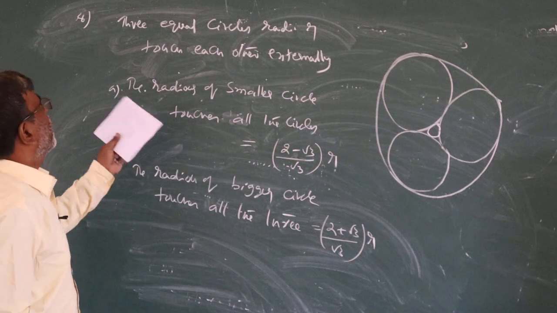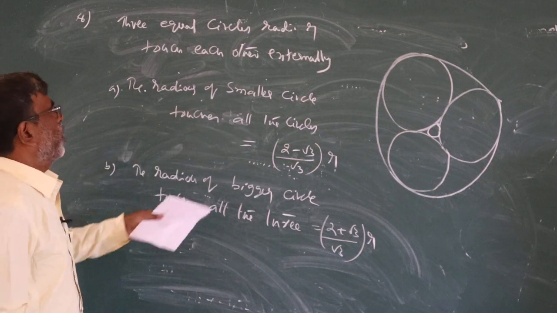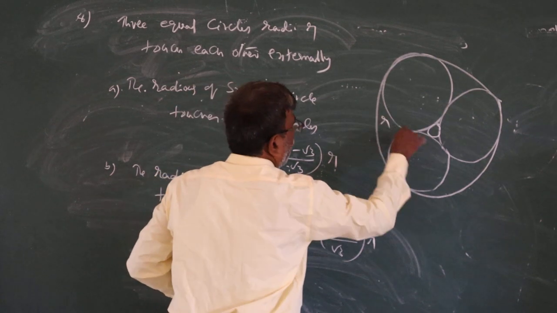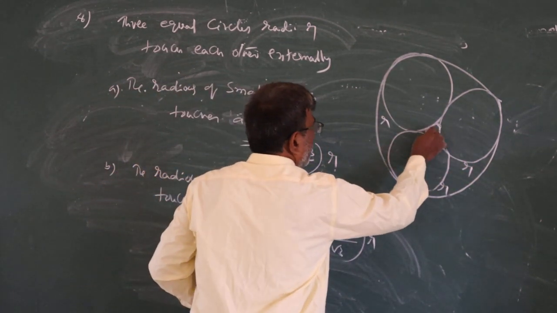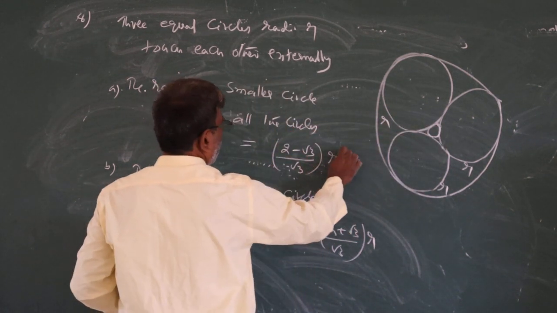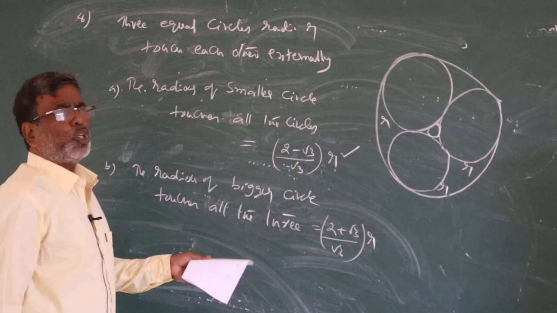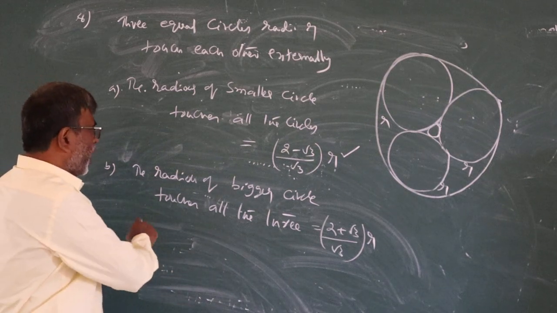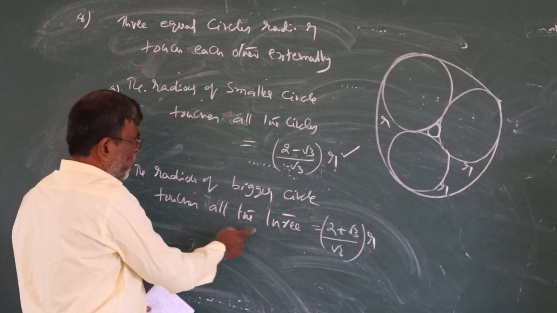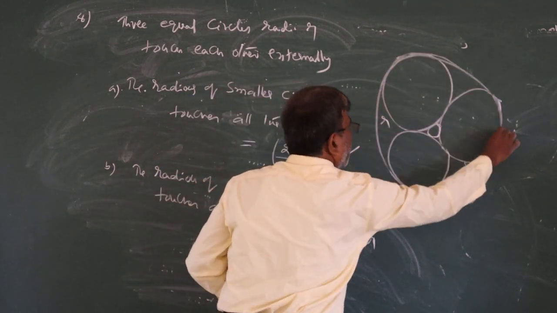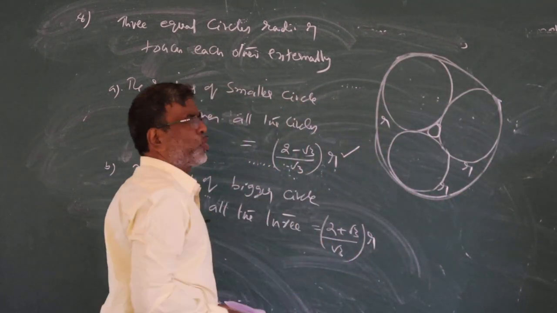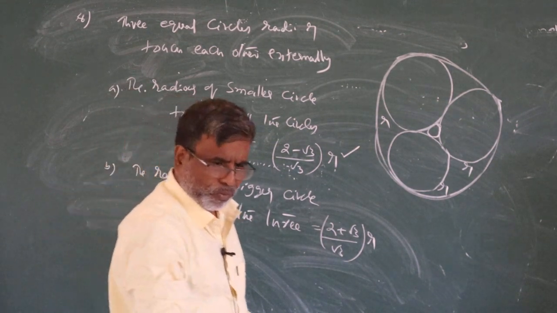Three equal circles of radii r touch each other externally like this. This is radius r, this is radius r, this is radius r. A smaller circle touches all the three. This is the formula (2 minus root 3) by root 3 into r. So the radius of the bigger circle that touches all the three, that is the bigger circle, this one. So that is (2 plus root 3) by root 3 into r.